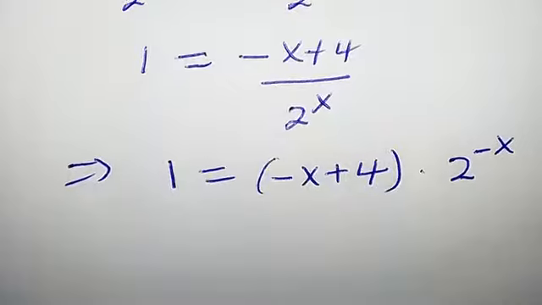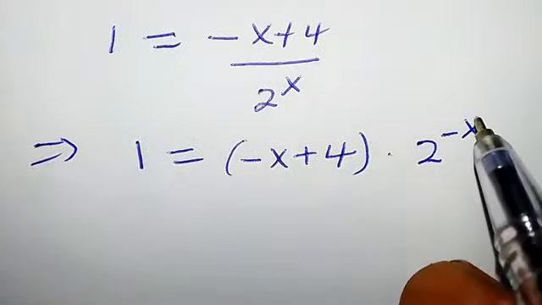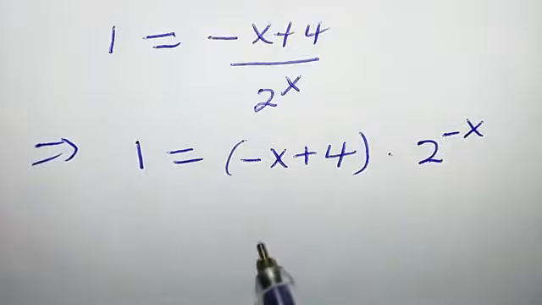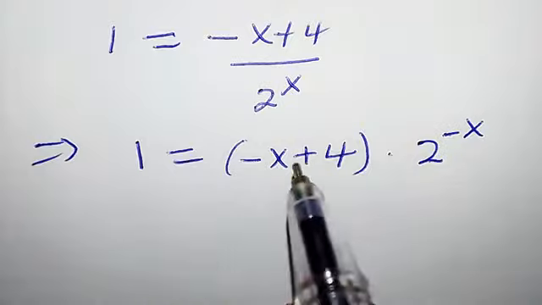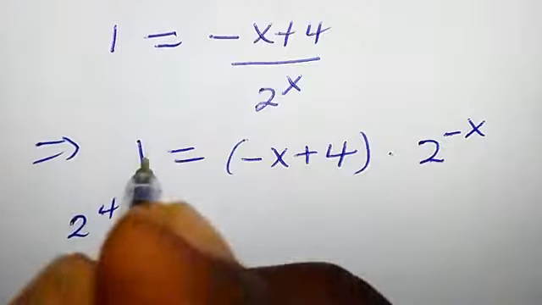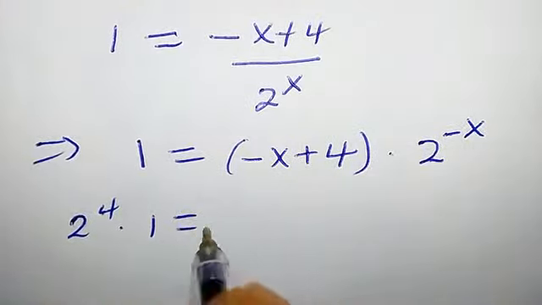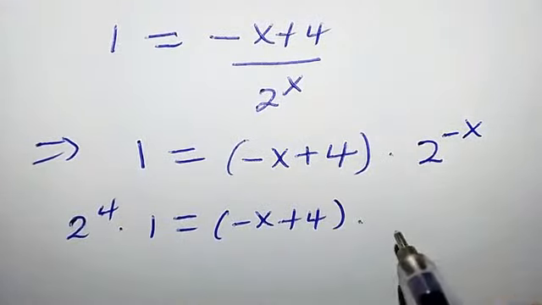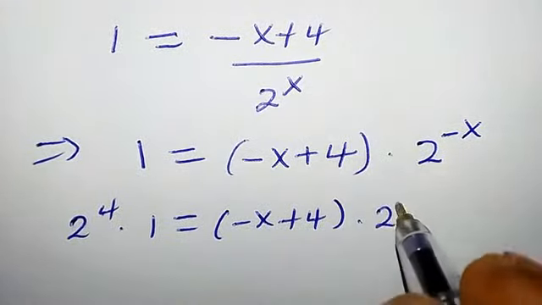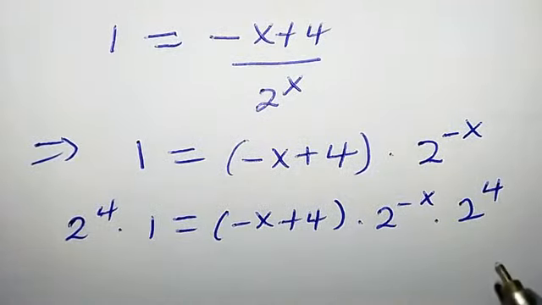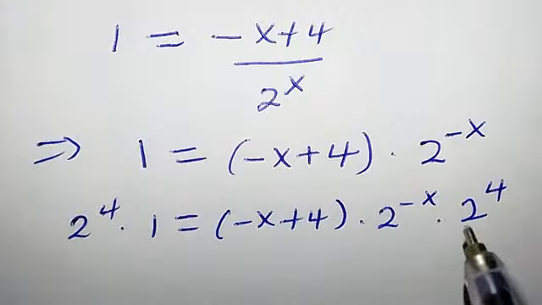Let's proceed further. Now, to make this power to be in the form of this coefficient, what do you think we should do? Let's simply multiply both sides by 2 to the power of 4. So we're going to have 2 to the power of 4 times 1 equals negative x plus 4 times this guy, 2 to the power of negative x times 2 to the power of 4. Nothing has changed. We just multiply both sides by 2 to the power of 4.